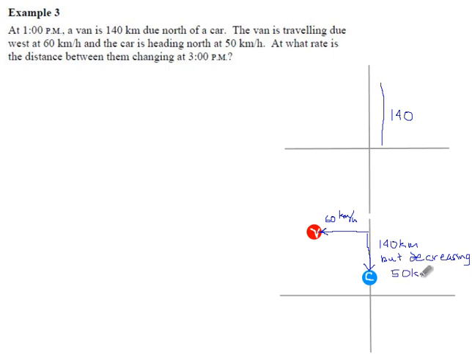50 kilometers every hour. And what they're asking about is the straight line distance between the van and the car right here, which I'm going to call capital D. Now, what's good about the way that they're moving, one of them going straight west and the other one going straight north, is that there's always a right triangle that we can build right here.